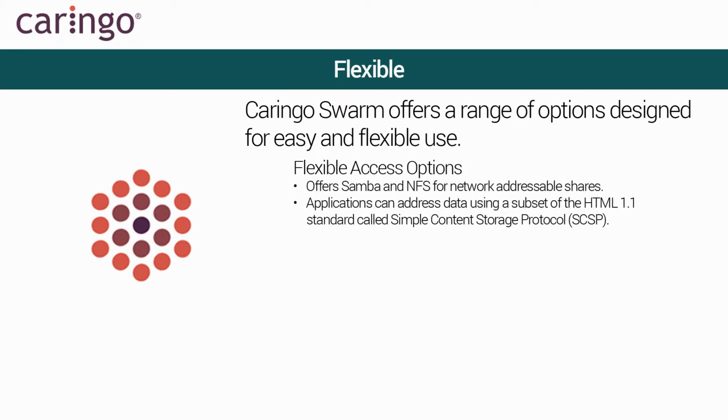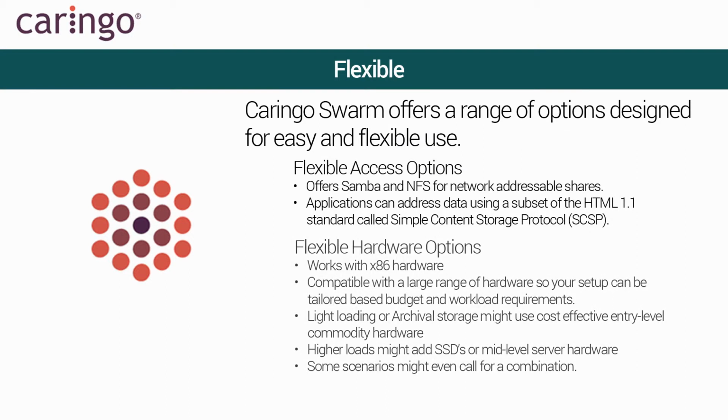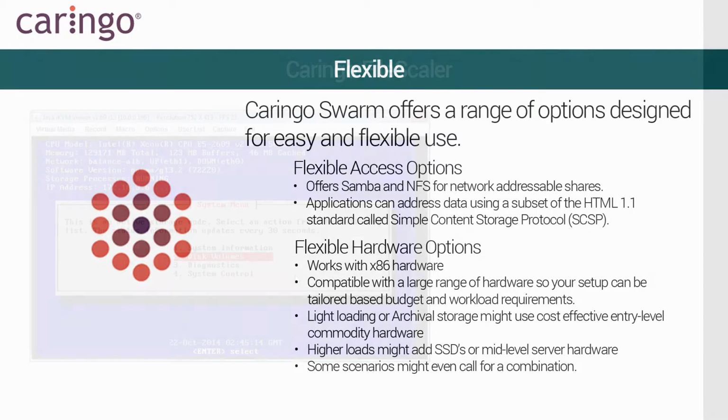Applications can address data using a subset of the HTTP 1.1 standard called SCSP. This standards-based approach means that there is no proprietary API, and applications or web services can be interfaced to Swarm in a matter of hours. Likewise, by basing their solution on the x86 platform, Caringo has ensured that you can tailor your Swarm cluster to both your budget and the requirements of your workload.